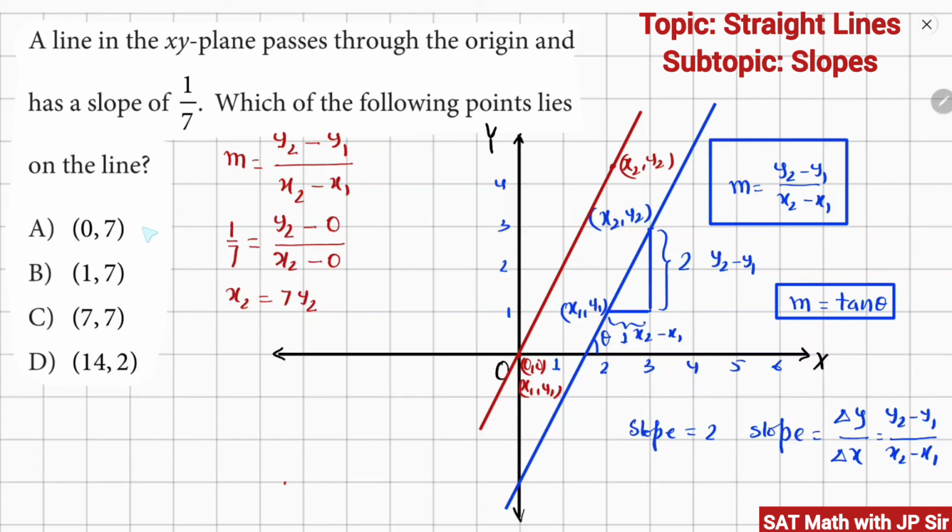Now which of these points follows this condition? So clearly option D is correct because 14 equals 7 times 2. This point satisfies this condition. So option D is correct.